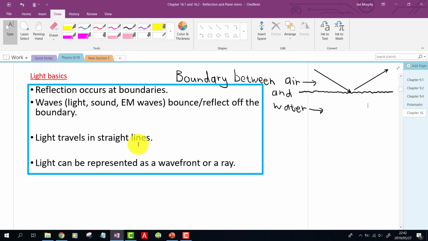Light travels in straight lines. When we draw diagrams with light rays, we always use straight lines, so it's important to have a ruler when you draw your diagrams. Light can be represented as a wavefront or a ray. We will look at this at the very end. Just briefly, a ray is a straight line with an arrow to indicate the direction in which the ray is going, and then a wavefront we'll look at at the end.